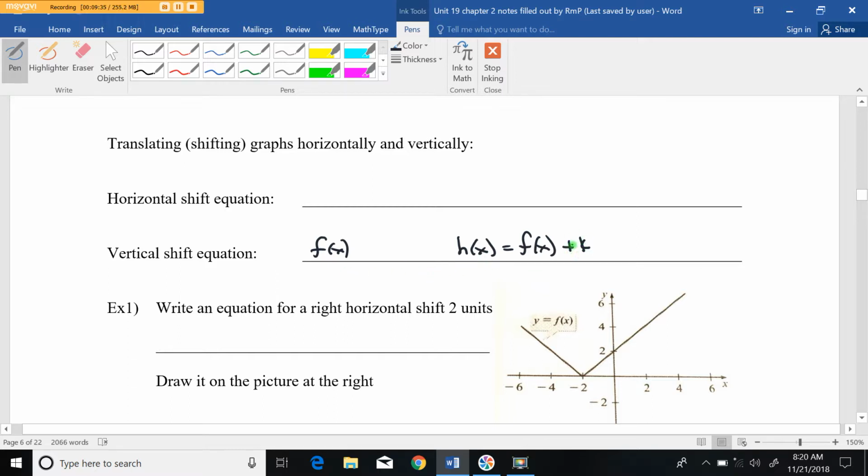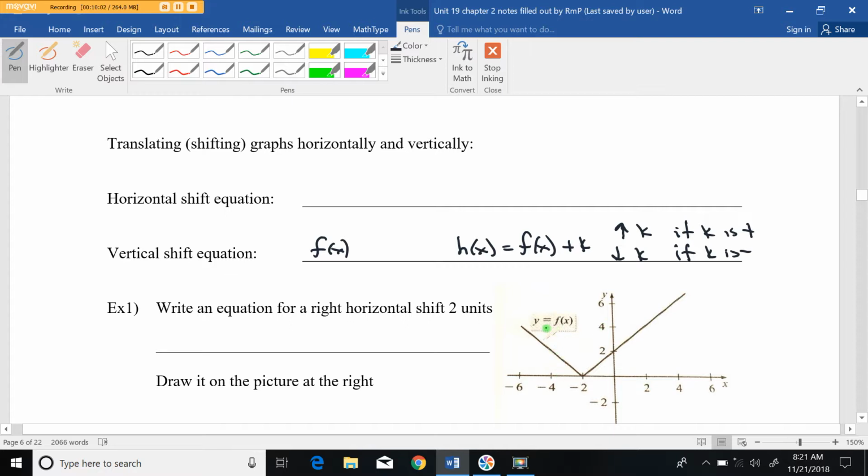If k is positive, h is a graph of f(x) raised up by an amount k if k is positive, down by an amount k if k is negative. So the quick example here. If I took this function right here and I had f(x) plus 2, this point would go up 2, this point would go up 2, this point would go up 2, and so forth.